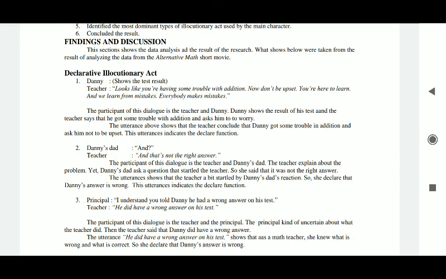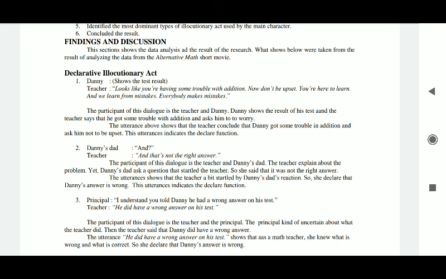And then the findings. The first is declarative illocutionary act. For example, here we can see Danny shows the test result and the teacher said, "Looks like you're having some trouble with addition. Now don't be upset. You're here to learn, and we learn from mistakes.